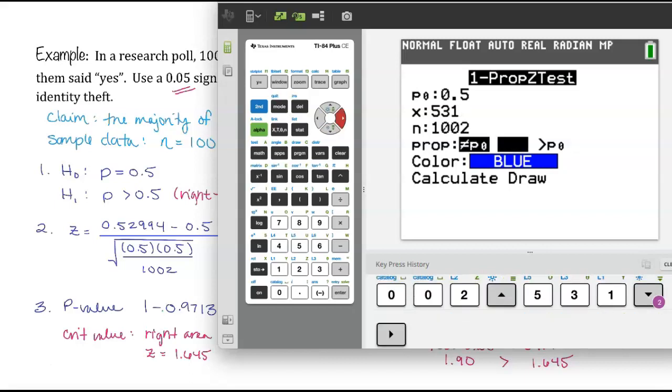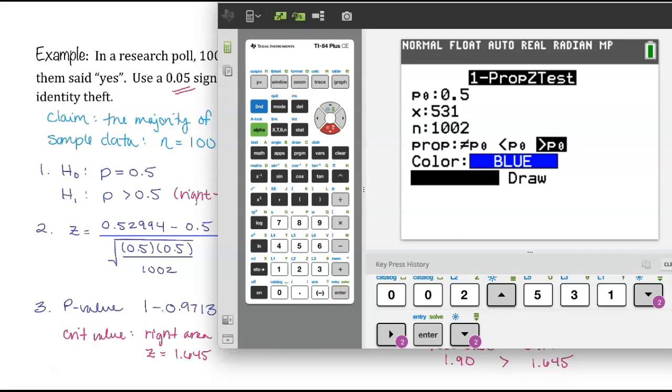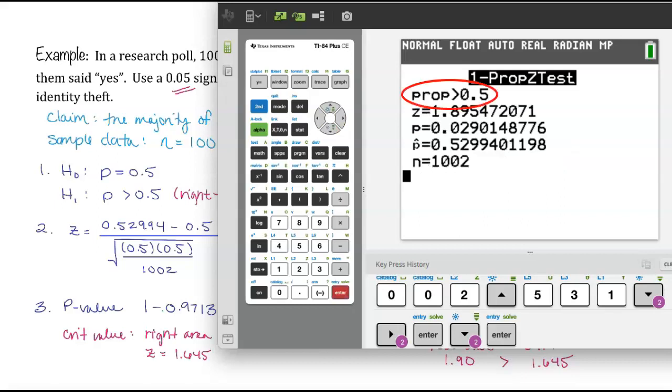We have a right-tailed test. That is, the alternative hypothesis is that the population proportion is greater than the value found in the null hypothesis. And finally, we can press enter on calculate. Notice that we first have that the alternative hypothesis is that the proportion is greater than 0.5. Next, we're given the test statistic, z equal to 1.90. Following that, we have the p-value of 0.0290. We have our sample proportion and our sample size.